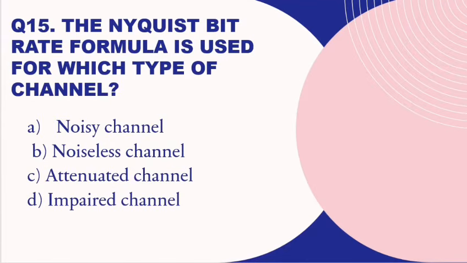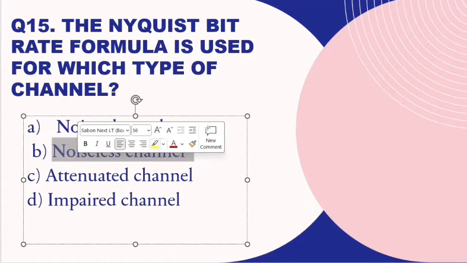Moving on to question number 15. The Nyquist bit rate formula is used for which type of channel? A, noisy channel, B, noiseless channel, C, attenuated channel, D, impaired channel. So the correct answer for this question is B, noiseless channel. I hope you all have guessed the answer right.